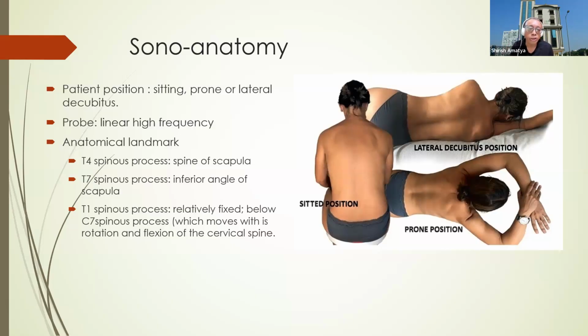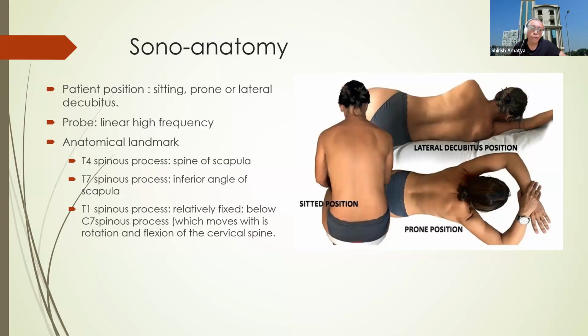We can also choose the inferior angle of the scapula, which denotes the thoracic 7 spinous process. Or you can palpate the lower part of the neck, where you can see two bony projections. One is the C7 spinous process, another is the T1 spinous process. The difference between the C7 and T1 spinous process is that the T1 spinous process is usually fixed, regardless of movement of the neck. The T1 spinous process will not move, but the C7 spinous process will move as we rotate or flex the neck.